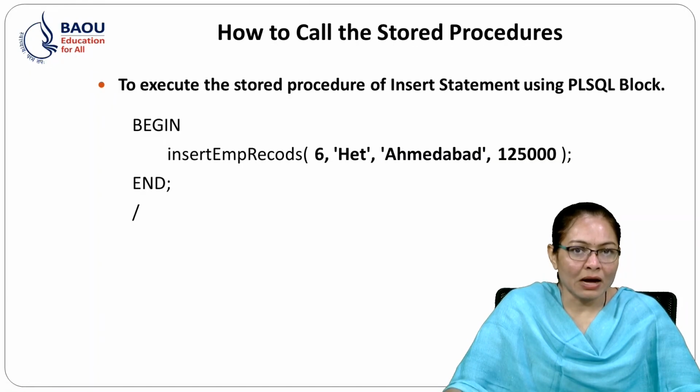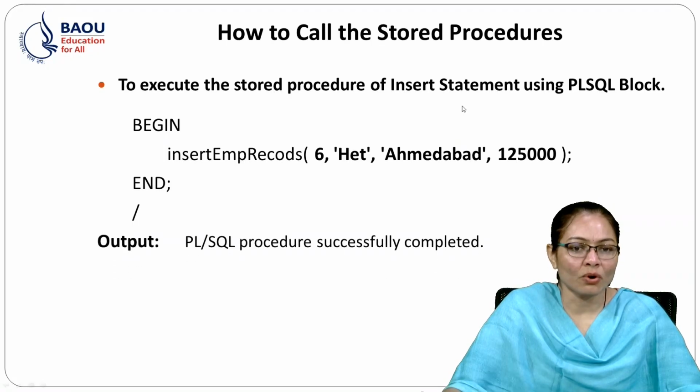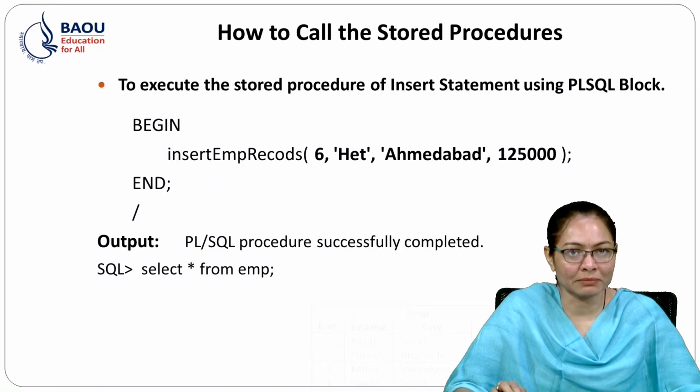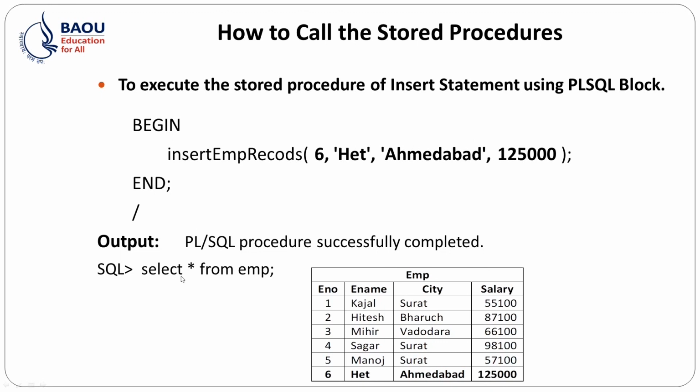So the output of this calling statement is PL/SQL procedure successfully completed. Here the called stored procedure name is this, and these are the values. All these variables were previously defined in the procedure. Here we call the insert procedure, passing the values to the procedure. Now how to view the output? We can view the output using a select statement: select star from the employee table name. See, the output is displayed by the select statement. Record number 6 is inserted.